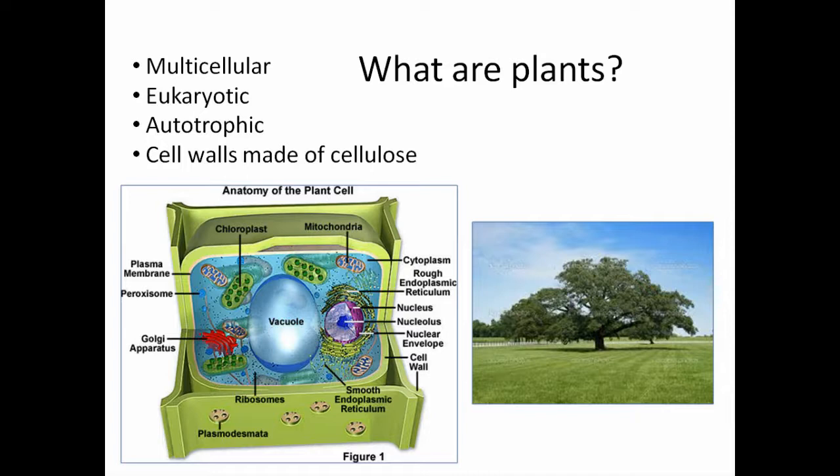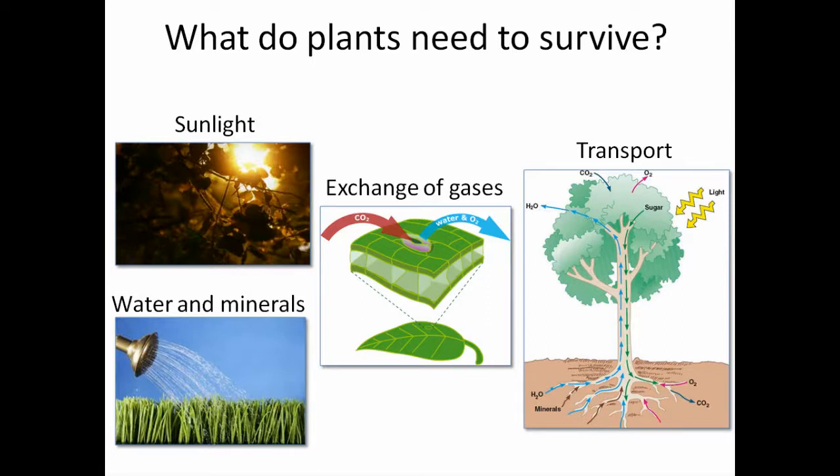And their cell walls are made of cellulose, and that cellulose is a derivative of glucose, which is made in photosynthesis. All right. So what do plants need to survive? Well, they need 4 essential elements. They need sunlight. That sunlight, once again, is used to make energy. They need water and minerals, and that water comes from the ground, and the minerals are dissolved in that water.